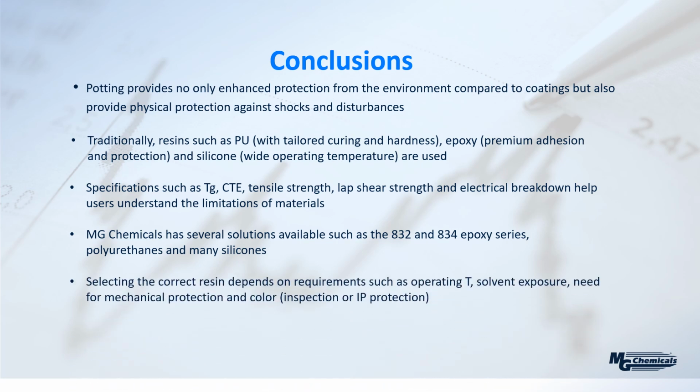And then finally, selecting the correct resin depends on requirements. Here, we can look at things like the operating temperature, solvent exposure, the need for mechanical protection, or in some cases, the color: for inspection, we'd use a transparent resin, or if it's IP protection, we want something more opaque that can't be seen and helps protect the intellectual property.